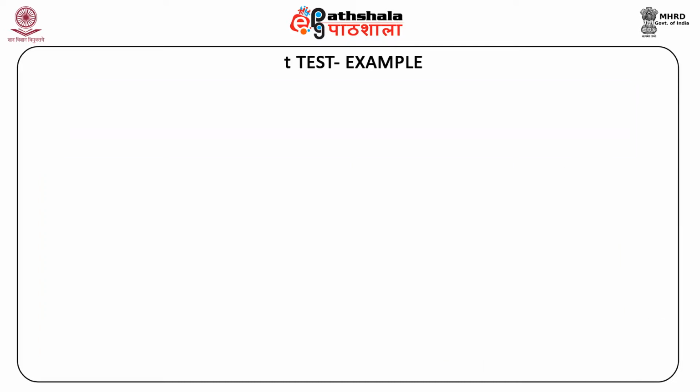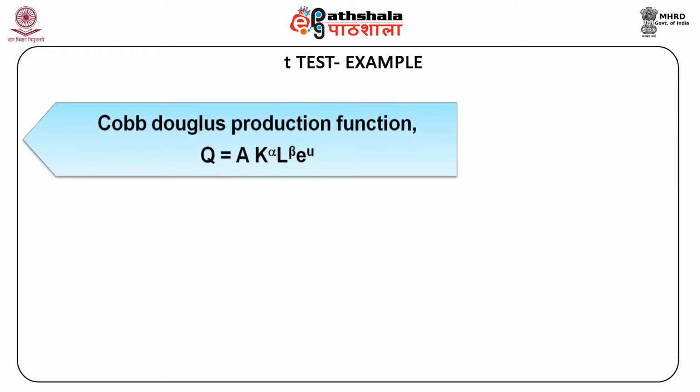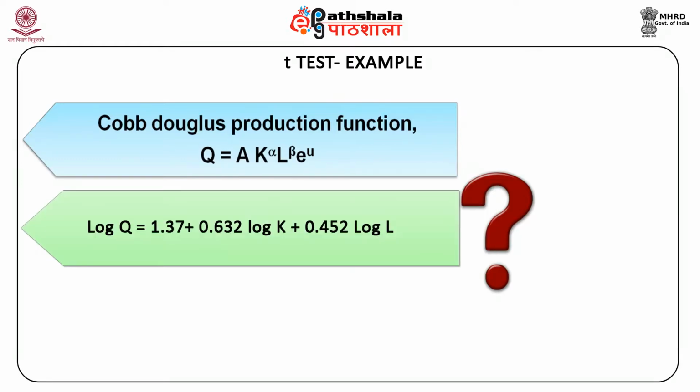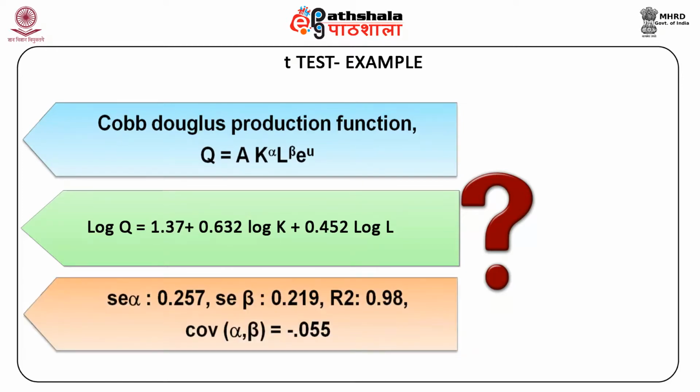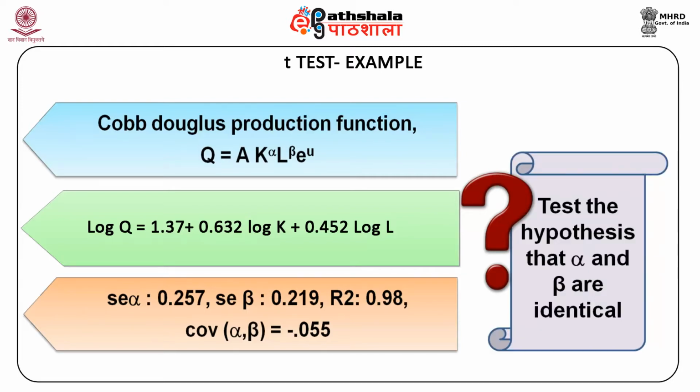Let us understand t-test with the help of an example. Consider a Cobb-Douglas production function. Q is equal to A K raised to the power of alpha, L raised to the power of beta, e raised to the power of mu. It is estimated as log Q is equal to 1.37 plus 0.632 log K plus 0.452 log L. SE alpha is equal to 0.257, SE beta is 0.219, R squared is equal to 0.98, covariance alpha beta is minus 0.055. You are required to test the hypothesis that alpha and beta are identical.